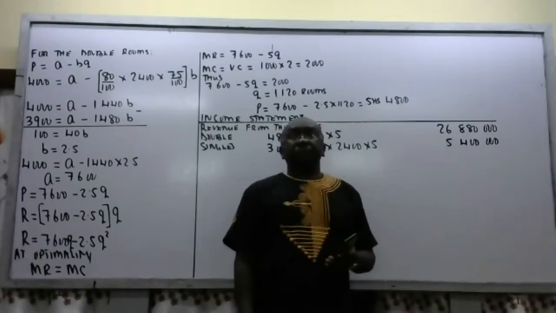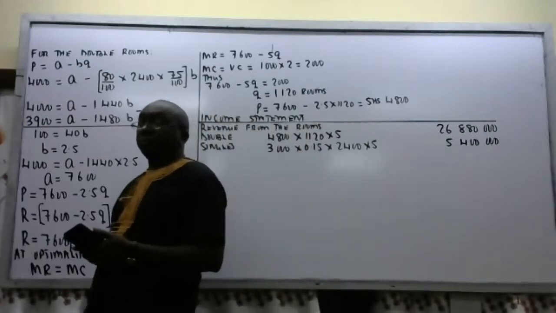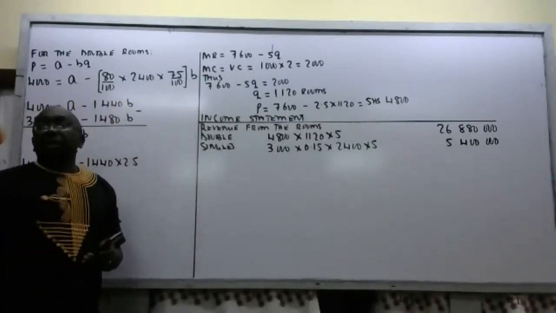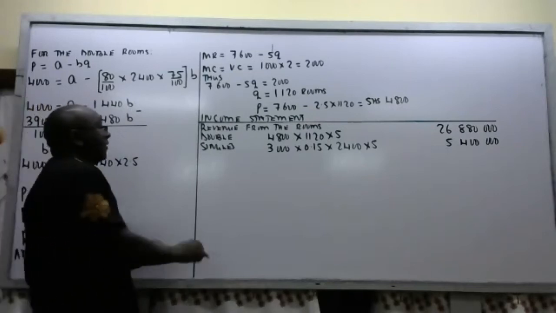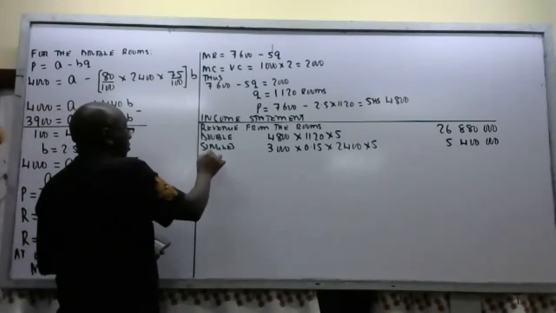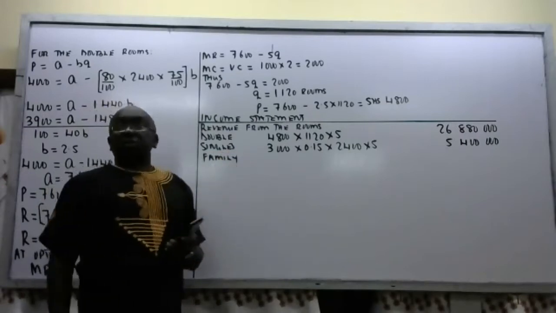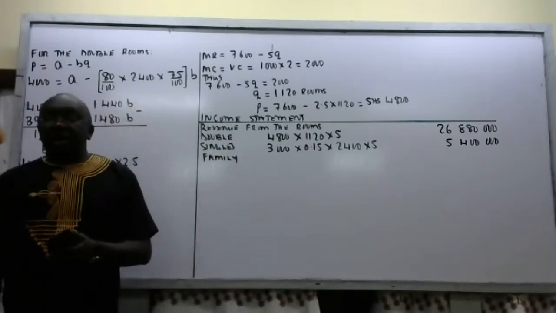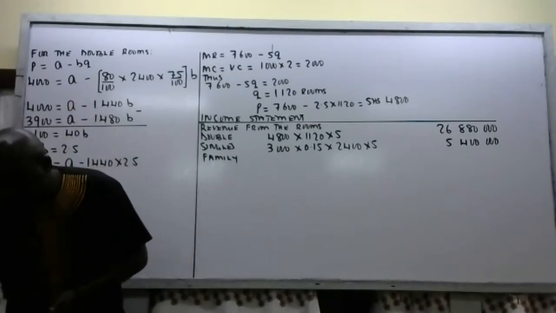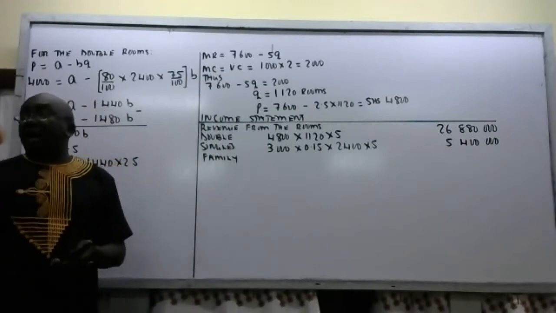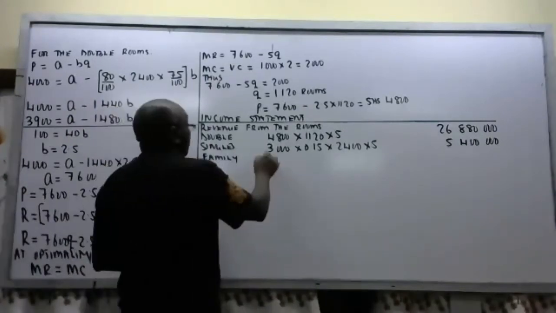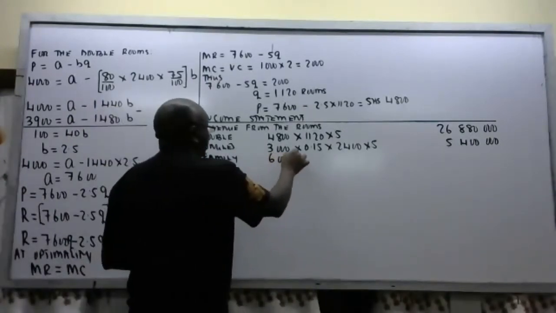5,400,000. And now we go to the family rooms. Family rooms, if you look at the question again, you notice the fee is 6,000. The fee is 6,000.